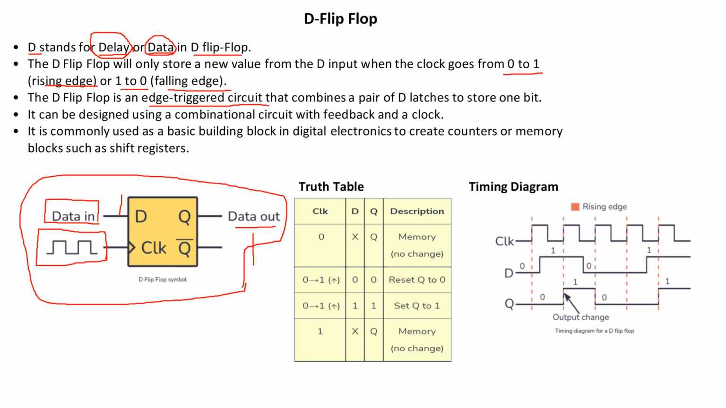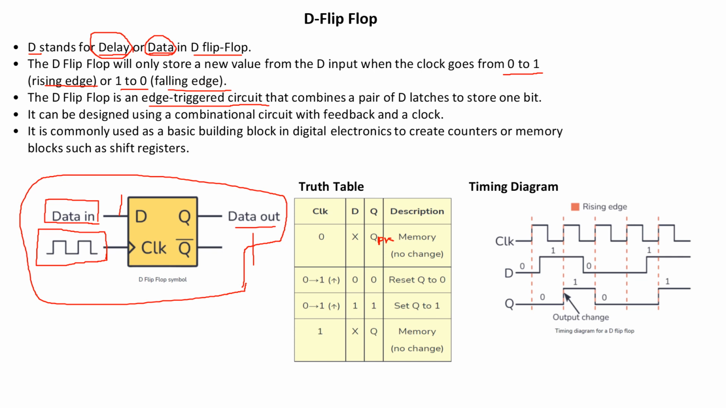Coming to the truth table, when the clock is 0, whatever the data may be, whether it is 1 or 0, the output will be Q only, Q previous. This is Q previous. That means it will be a memory state. So there will be no change in the output. It will hold the previous state.